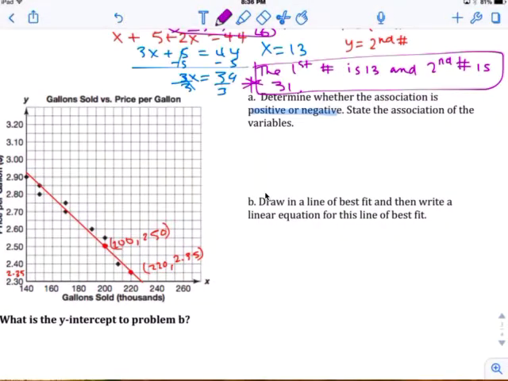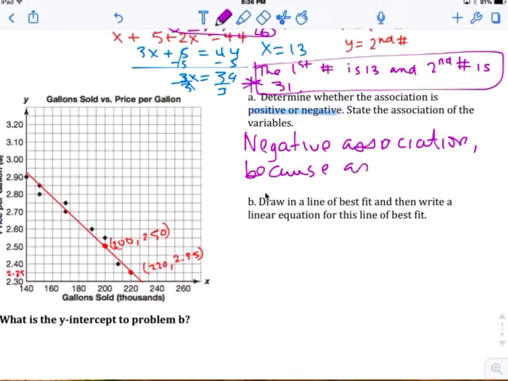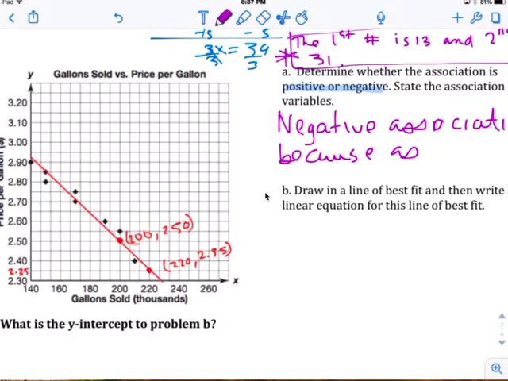This line is obviously going down. Okay, if you don't see that, I wrote it on there. It's going down. It's a negative association then. Now state the association of the variables. Okay, negative association because as the number of gasoline sold increases, the price goes down.